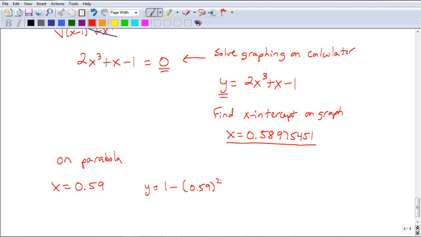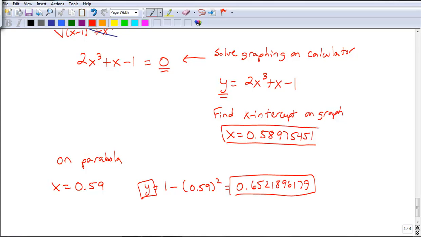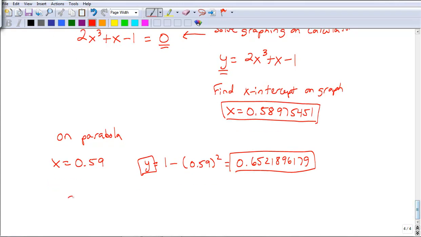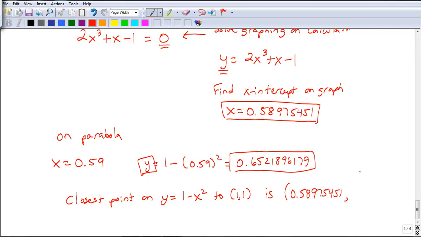Now I typed the whole thing into my calculator just to get my answer as close as possible. I get 0.652189679. So there's the point on the y-axis, there's the point on the x-axis. So the closest point on the parabola 1 minus x squared to (1, 1) is this point here: (0.58975451, 0.6521896179).